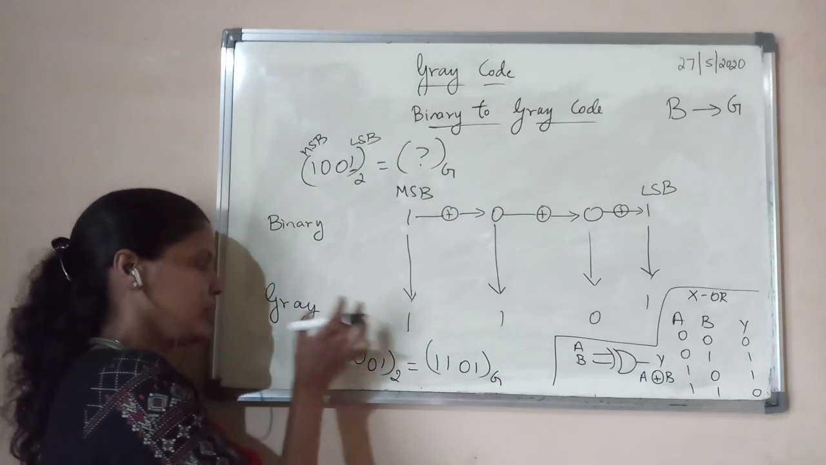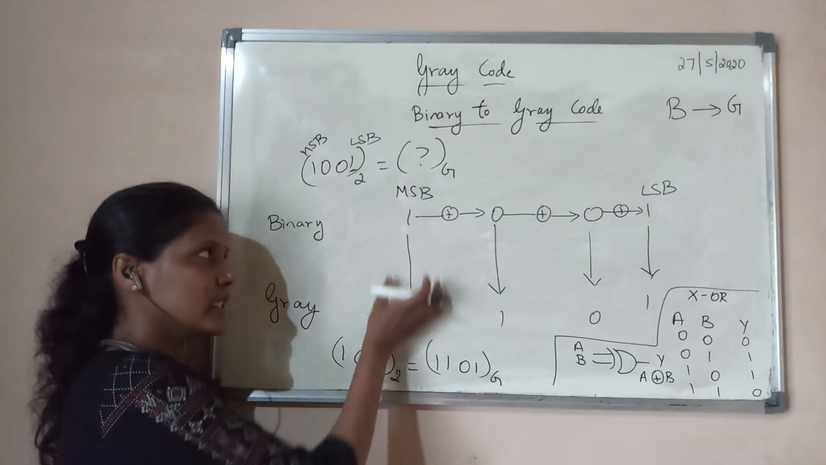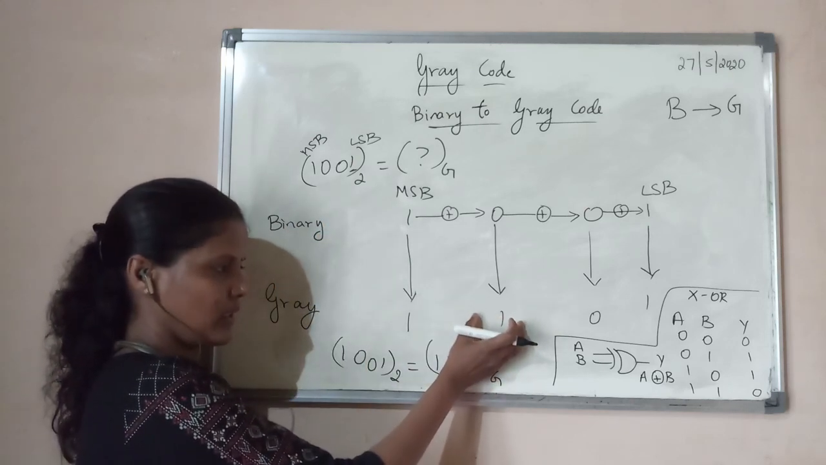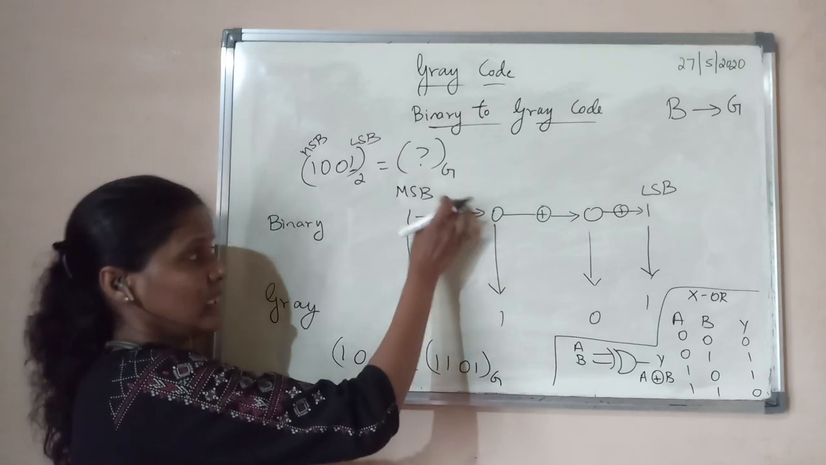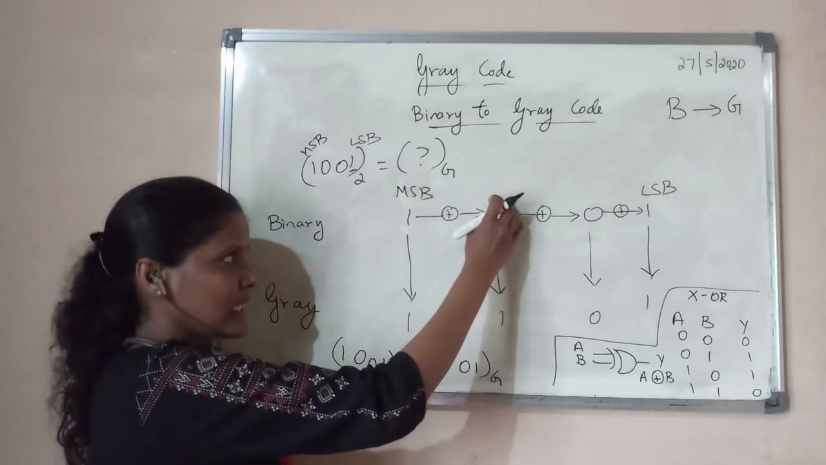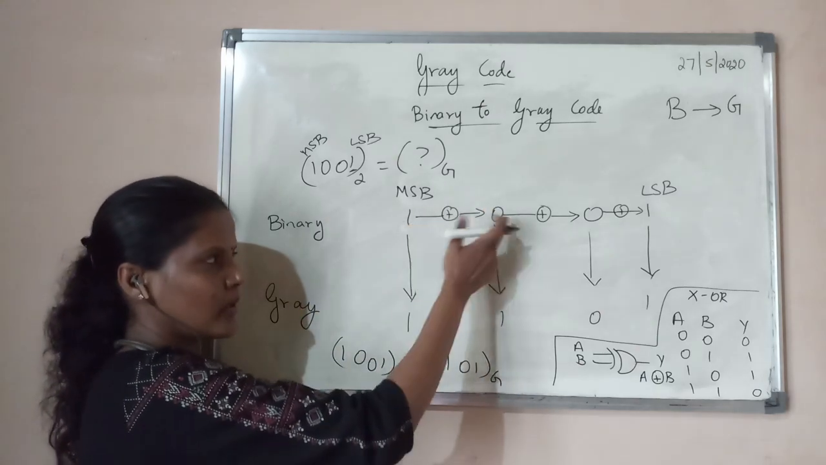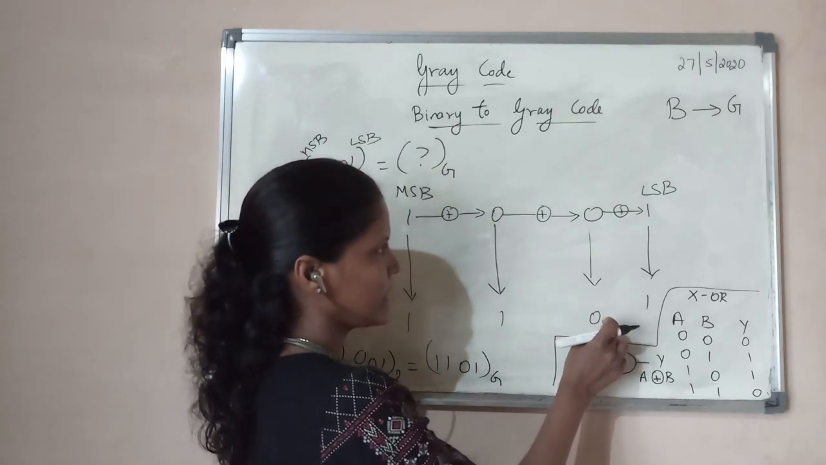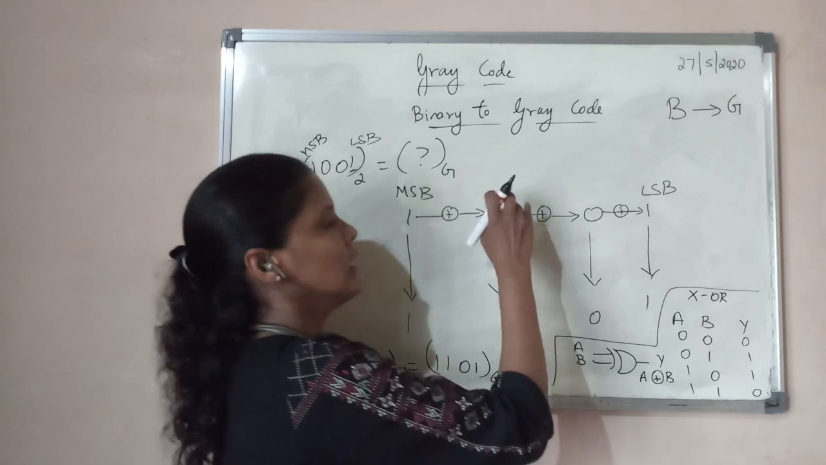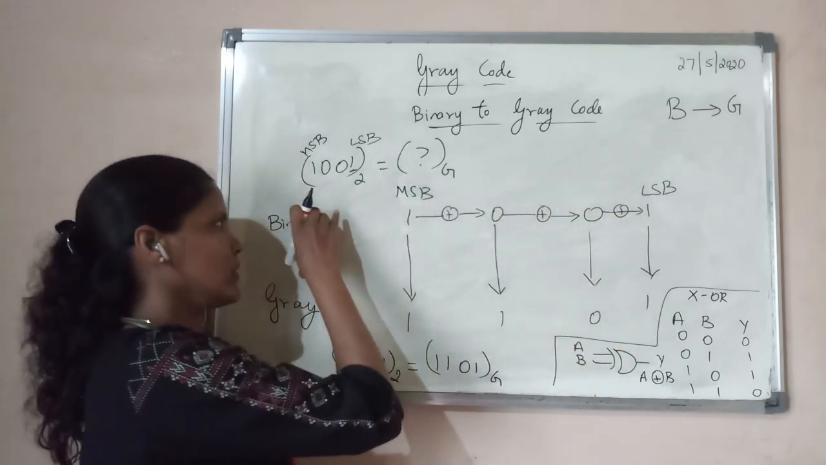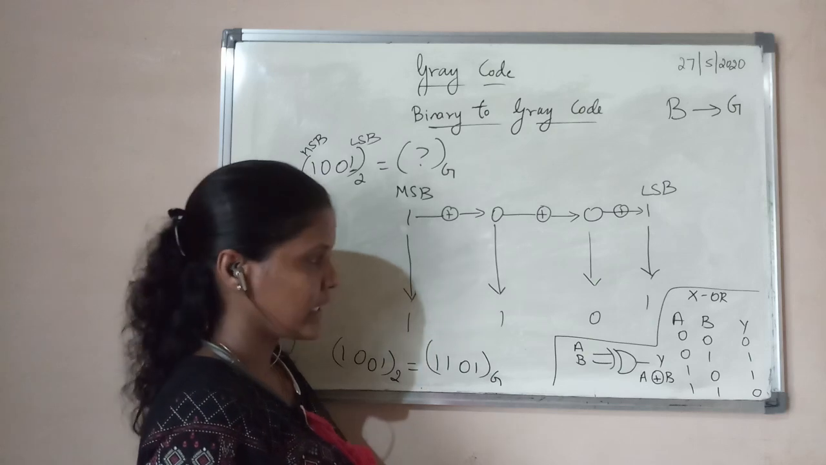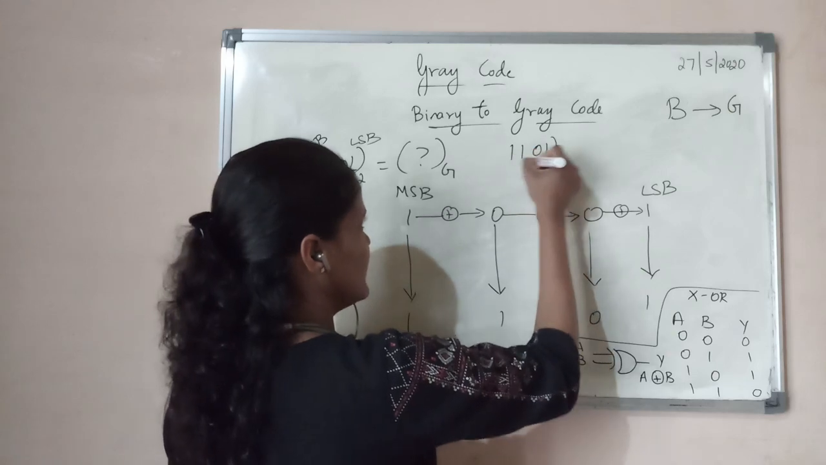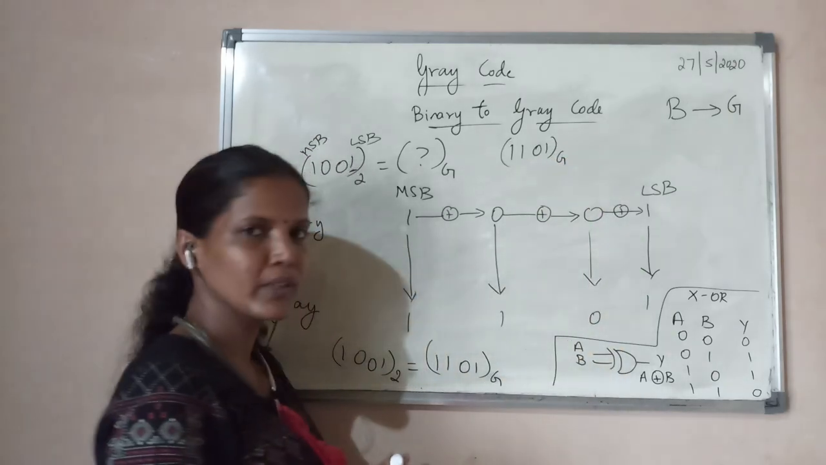So let me brief it once again. The MSB of the gray code is the same as the MSB of the binary. The second MSB of the gray code will be got by XORing the MSB of the binary with the second MSB of the binary. When you XOR these two, you are going to get the second MSB. The third MSB of the gray code will be got by XORing the second MSB and the third MSB of the binary code. Like this, if you keep XORing, you are going to get the answer. So the answer is 1101 to the base G. This is the simplest method of converting.